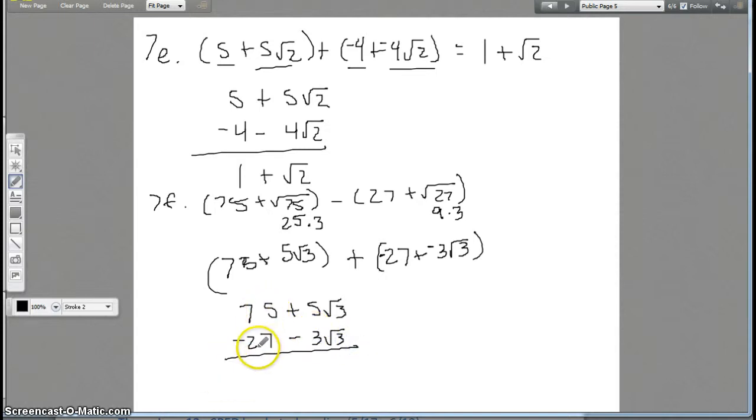What is 75 minus 27? That is 48. And then 5 root 3 minus 3 root 3 is going to be a positive 2 root 3. Or we can just look at it this way and say 75 minus 27 is 48. 5 root 3 minus 3 root 3 is a positive 2 root 3. Just remember when you have that negative, change it to a positive and then flip your signs. That will take care of distributing the negative for you. So that was number 7. It's just like number 13 that I assigned for homework.